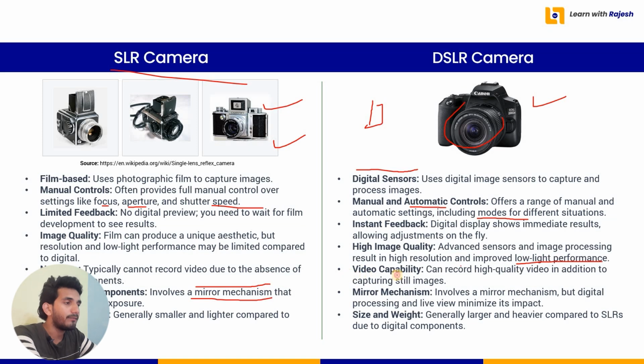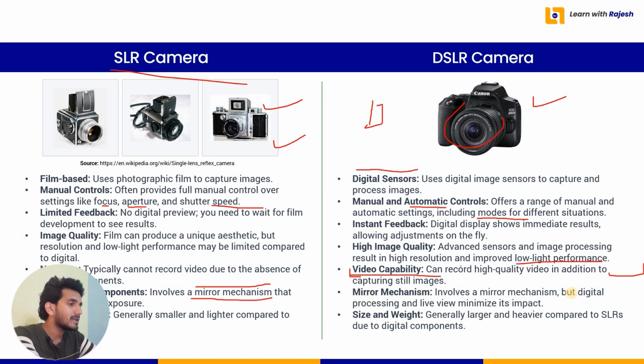And there is also a video capacity. Here you will see there is no video capacity, but here you can see the video capacity. But also make sure in the previous DSLR, some cameras have no video facility available, but nowadays you will see that most cameras have this facility available.